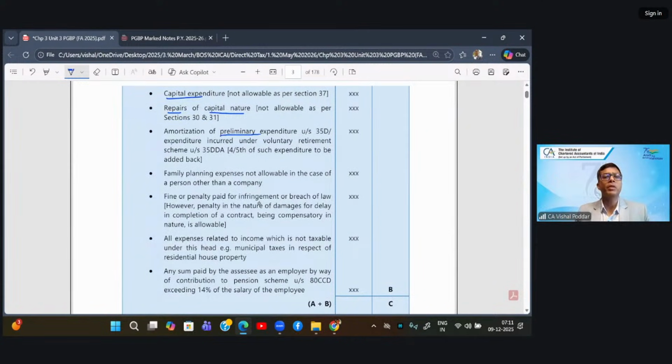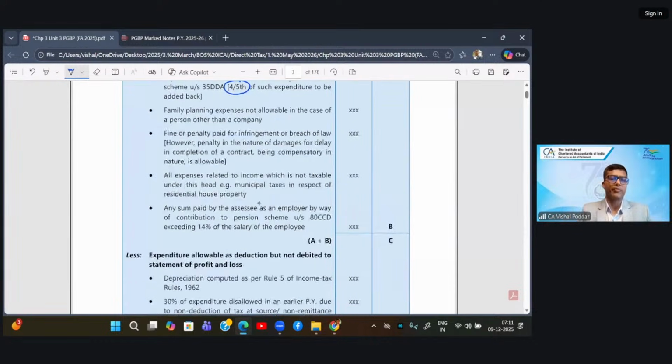Now, preliminary expenses, we have seen that they are allowed 1/5. Now, 1/5 is allowed, but generally what is debited to the P&L is the entire preliminary expense. So if you can take deduction of 1/5, so the balance 4/5 has to be added back.